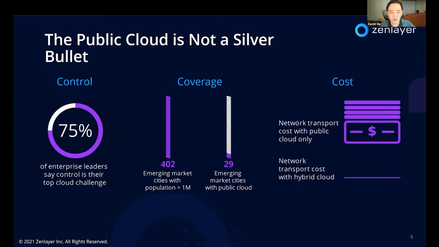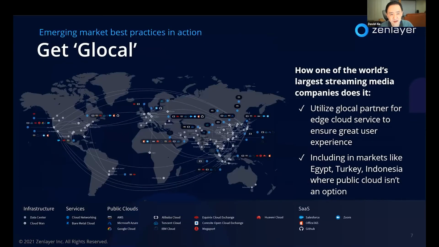So what are some of the best practices that we've seen as an alternative to the public cloud? The first one is get global. So work with a technology partner with wide global coverage, particularly in the emerging markets, if that's your target.